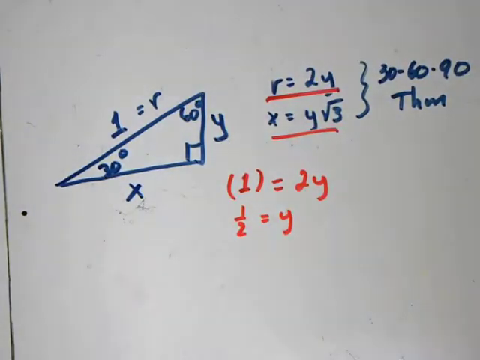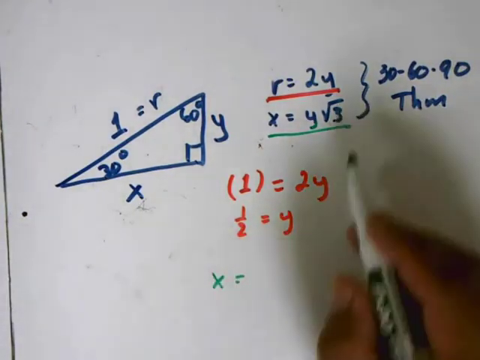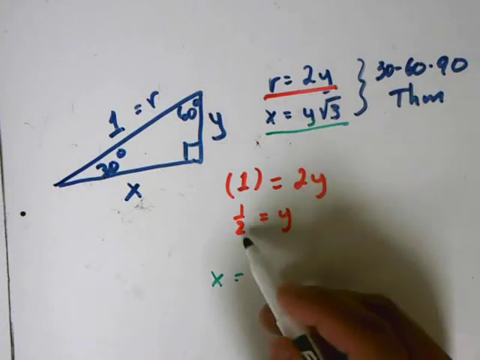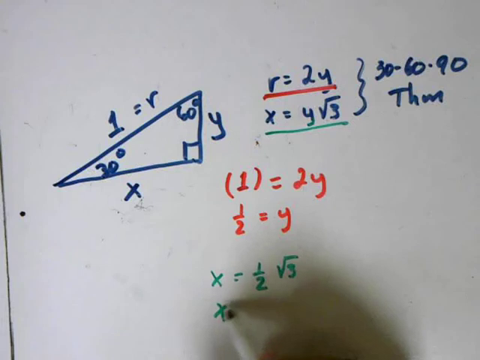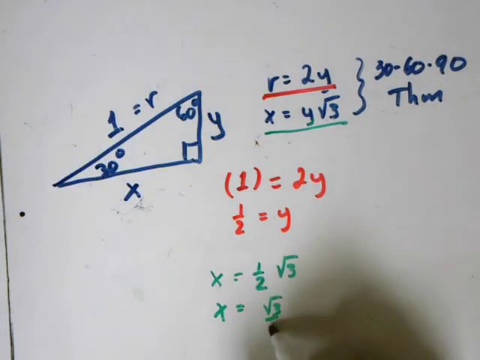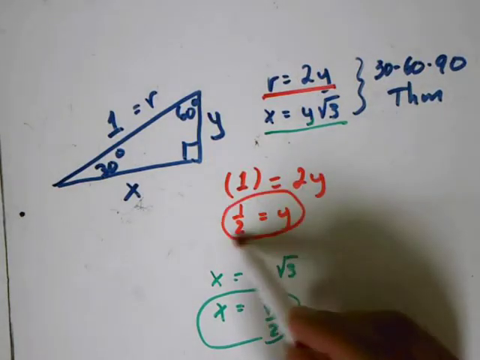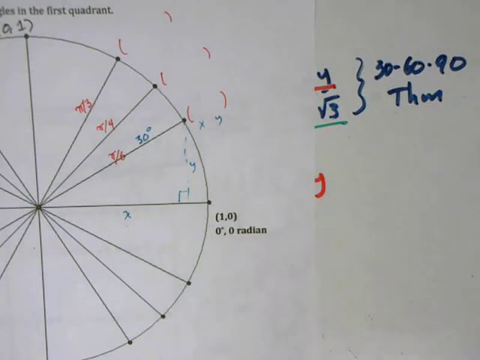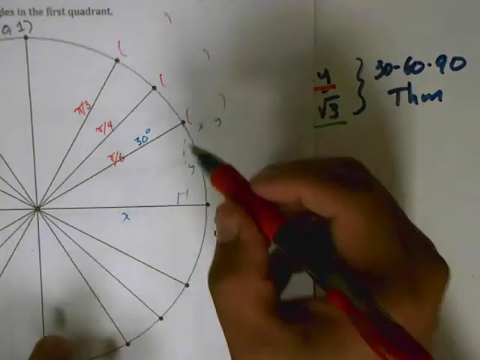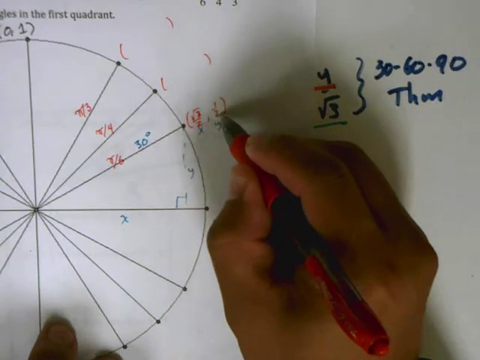Whoops, let me use a slightly different color here. I can use this fact to help me solve for x. Well, x is equal to y square root of 3, but y is equal to 1/2. So I substitute that in there. We can simplify, and we know that x then is square root of 3 over 2. Y, the variable, is 1/2. So I can take out my unit circle now and fill in that section. I know that x for this is square root of 3 over 2, and y is equal to 1/2.